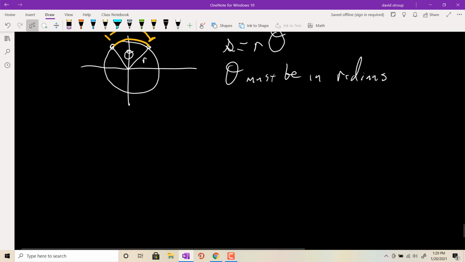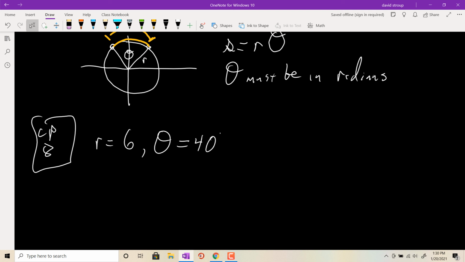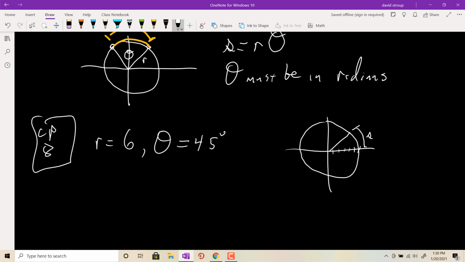Let's look at one of these. This is checkpoint 8 in the book. They're trying to get us to figure out the arc length, given that the radius of the circle is 6, and we're looking at 45 degrees as our angle. If you want a picture, you can draw one. There's radius 6, 1, 2, 3, 4, 5, 6, and the angle 45 degrees. So I'm basically looking for this distance right here, from the x-axis to the terminal side of 45 degrees.